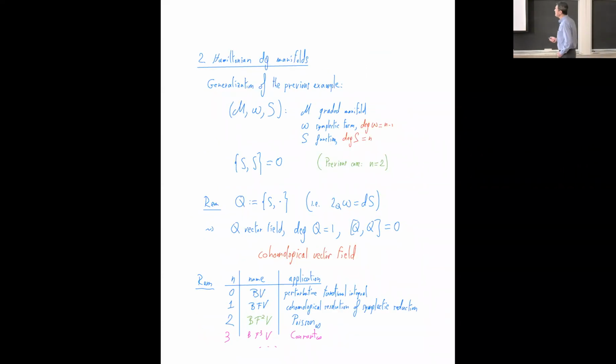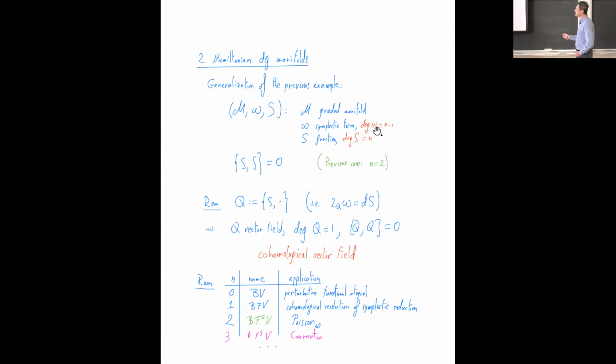Okay, now let me come to one further generalization. I still have this triple: graded manifold, symplectic structure, and a function that Poisson commutes with itself, but now I change the degrees. Now I will say that my omega has some internal degree n-1, and my S has internal degree n. The previous case was n equal 2, right? Omega is degree 1 and S has degree 2.